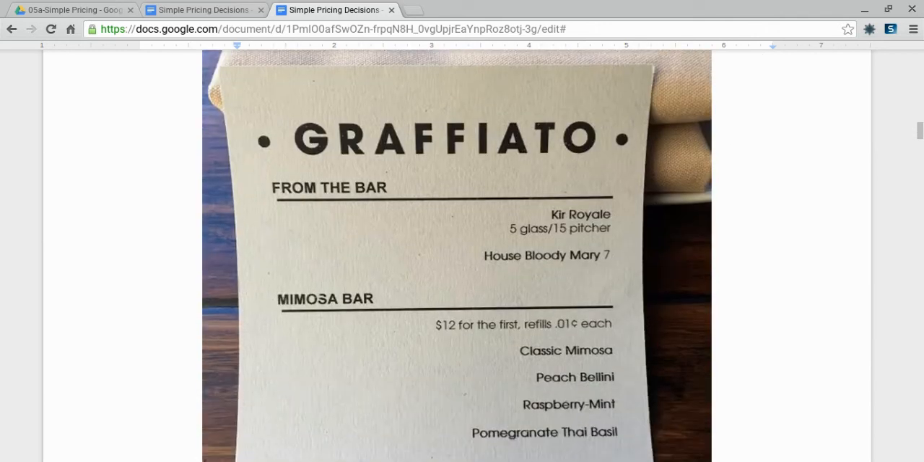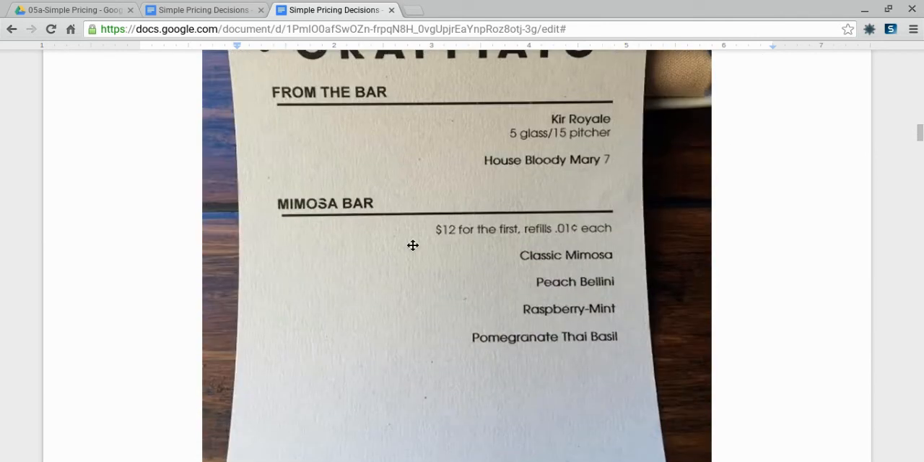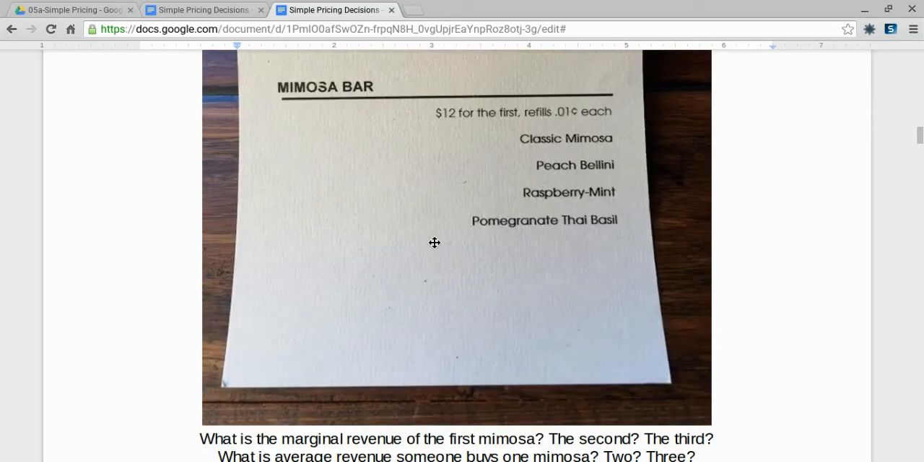Here's an example of a menu. You can get a mimosa, $12 for the first, 1 cent refills after that. The marginal revenue of the first mimosa is $12. The marginal revenue of the second mimosa is 1 cent, and the third is 1 cent. If someone buys one mimosa, the average revenue is $12. If someone buys 2 mimosas, the average revenue is going to be $6 and a half penny. And if they buy 3, it's going to be $4 and 2/3 of a penny.